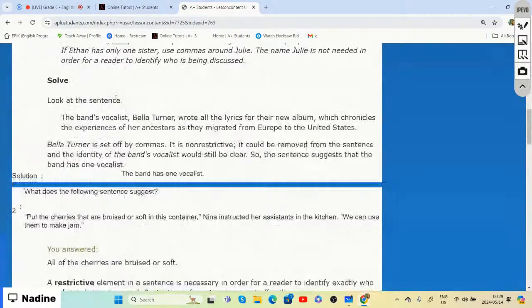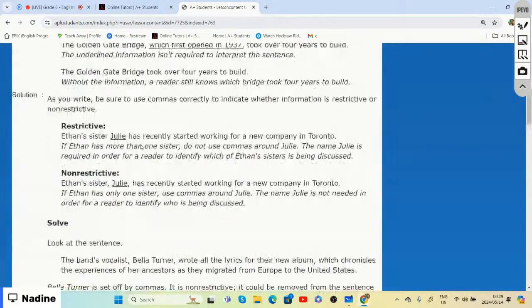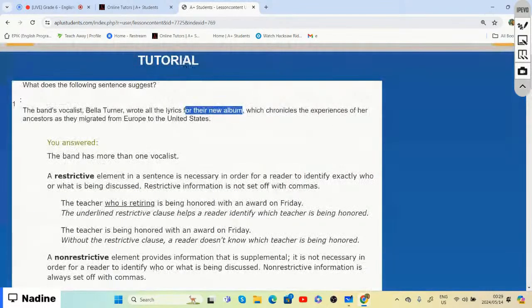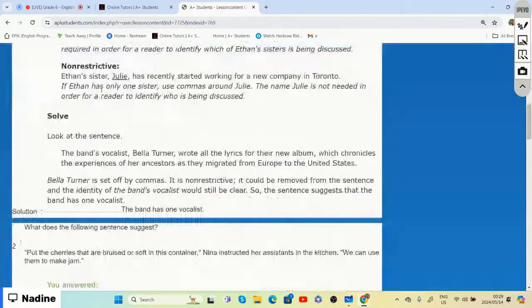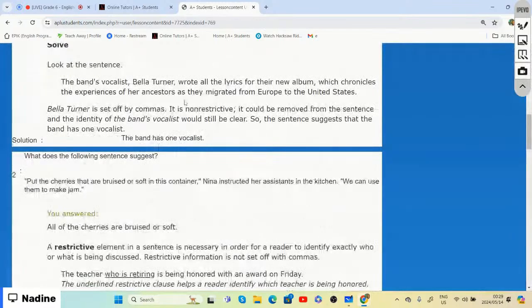So here it says the band's vocalist, and Bella Turner is set off by a comma. There we have it. Specifically talking about Bella, and it's a non-restrictive element. Remember, if anything is set off by commas, then it is a non-restrictive element, and it could be removed from the sentence, and the identity of the band's vocalist could still be clear.